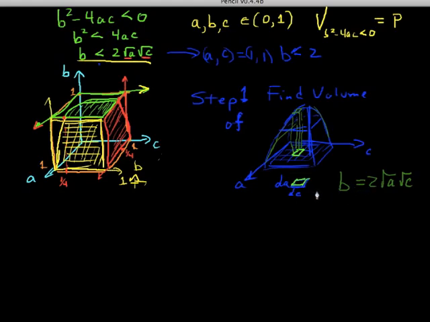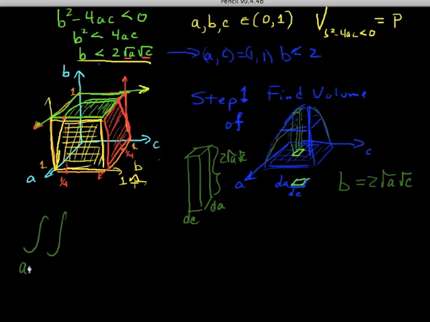One of these things right here, let's do it over here. I'm taking this out and blowing it up a little bit. We have dC by dA, and the height is 2 root A root C. And we're summing these up, so now we get to use our sigmas. We're summing from A goes from 0 to 1, C goes from 0 to 1, dA, dC.